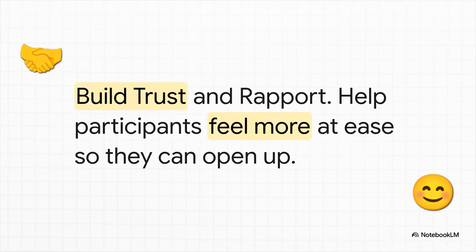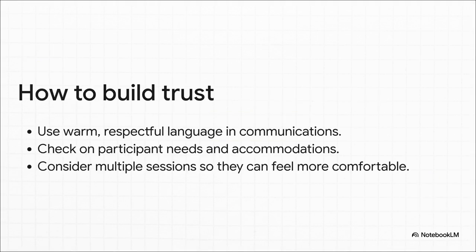And you know, all these guidelines, they're really all pointing to this one final, crucial thing, building trust. When a participant sees you as a real, empathetic person and not some scientist in a lab coat, they are so much more likely to relax and just be themselves. And this doesn't just happen in the moment. It starts with the very first email you send. Use warm, respectful language. When they're with you, check in on them. And for longer studies, remember that trust takes time. You'll be amazed at what happens in session 2 or 3. That's where the magic really happens and the guard comes down.